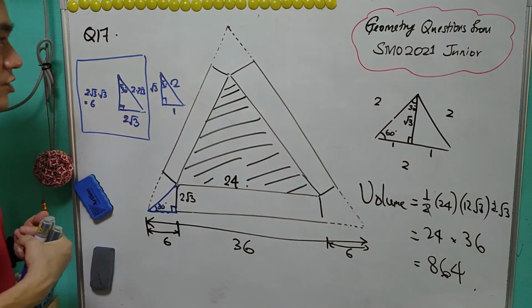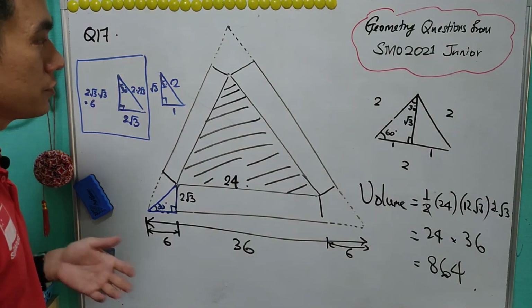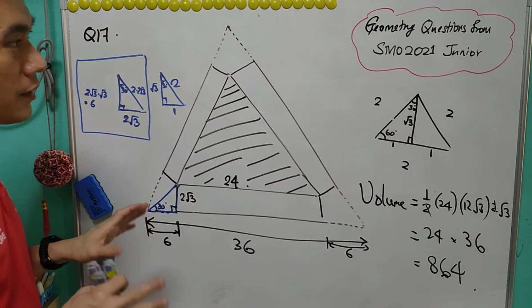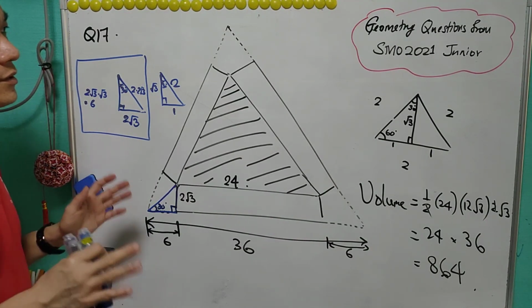So we have completed the discussion of 3 geometry questions from SMO2021 Junior section. And there are still some counting questions from SMO2021 that we will discuss in future.